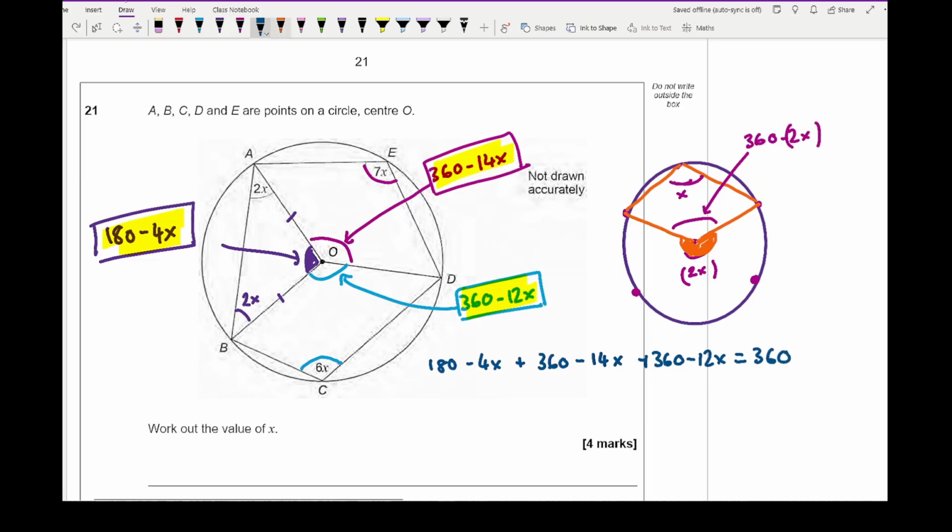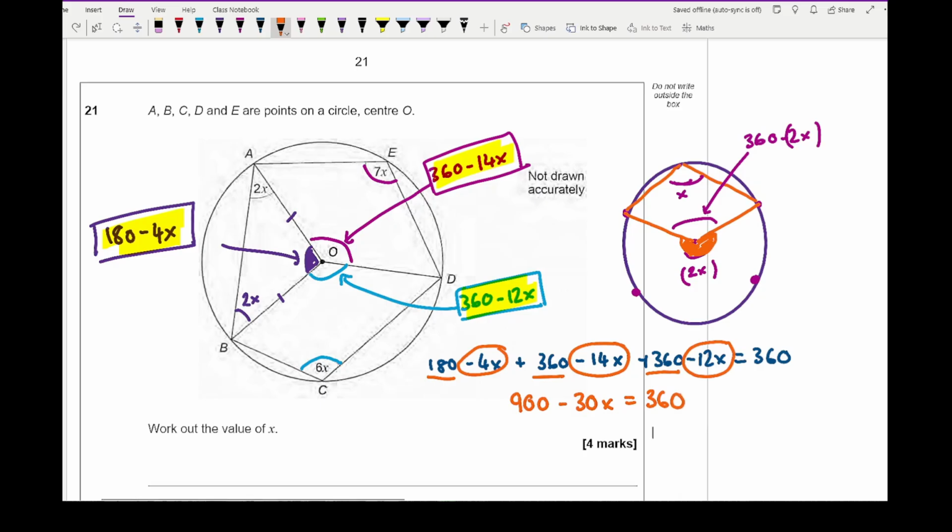So then if I simplify this, what we end up with is 180 plus 360 plus 360, which if I type that into my calculator, I get an answer of 900. And if I then collect these negative x's, I've got minus 4, minus 14, minus 12 gives me 30x, and that all adds up to 360.